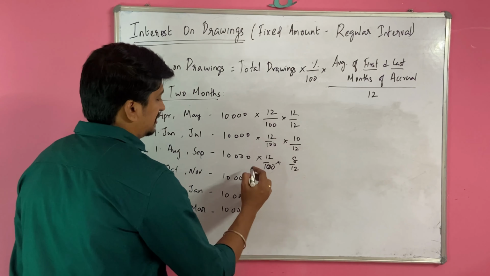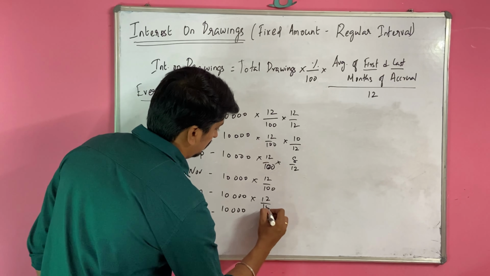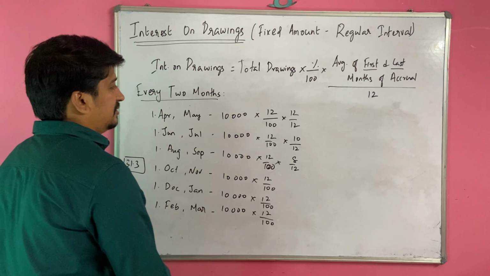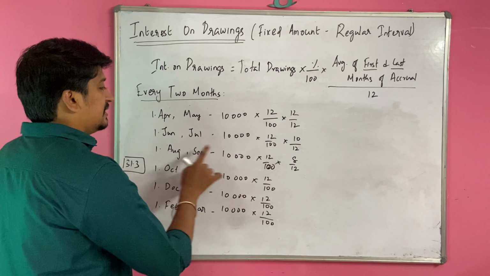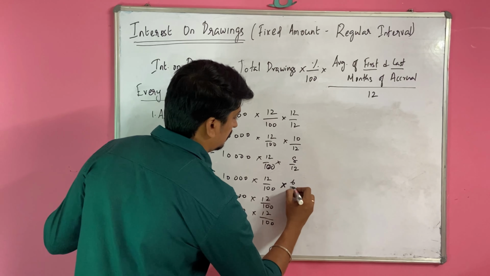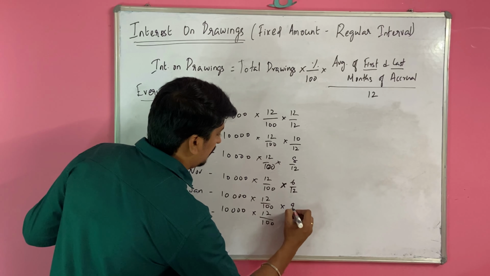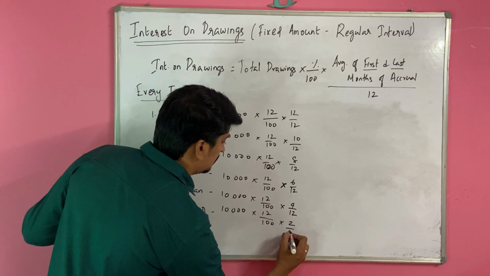This is the rate of interest which is common for all. This is the percentage, this is common for all, and this one only will vary. So for August 8 months, for October 6 months, then for December it is 4 months, then for February it is 2 months.